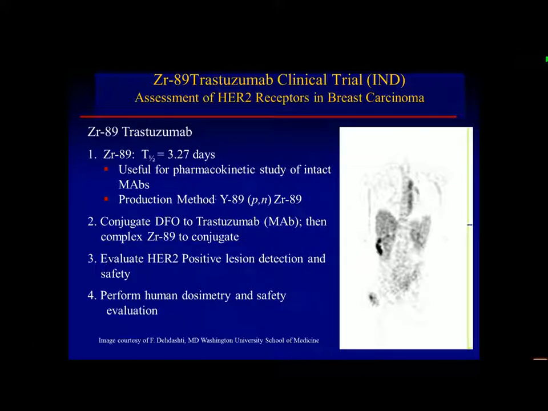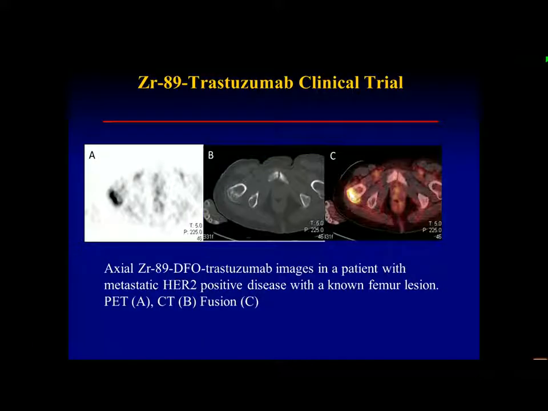And this has been used to evaluate HER2-positive lesions and looked at the safety for the patient and performed human dosimetry and safety evaluation. And this is just the same study. This is an axial slice looking at the antibody in a patient with metastatic HER2-positive disease and a known femur lesion. So we've actually been able to see the lesion on the PET-CT. Not positive. You all know that answer.